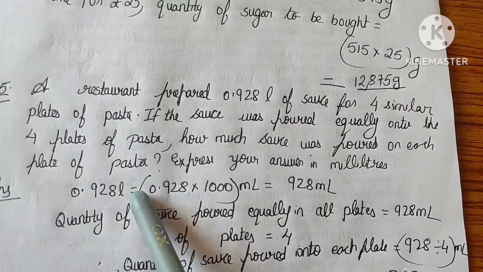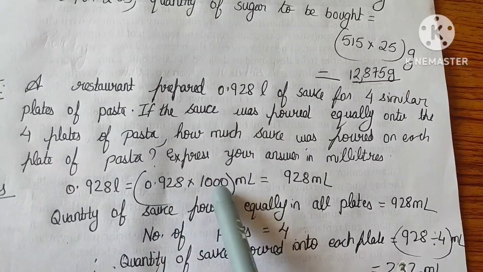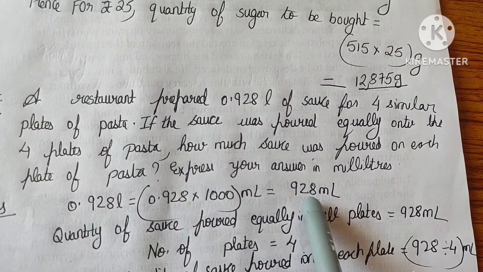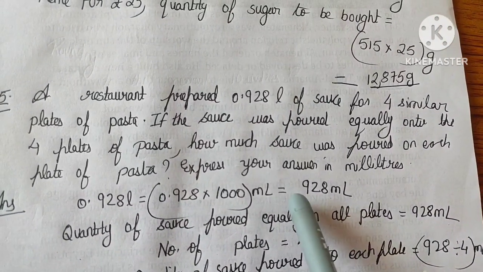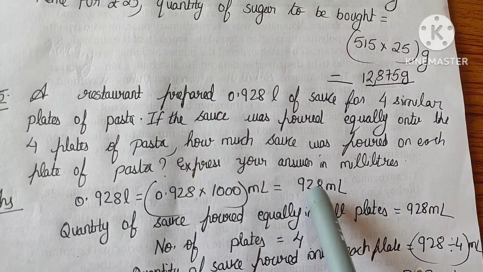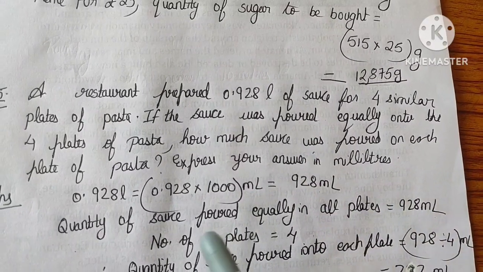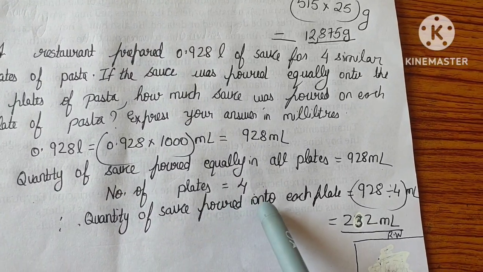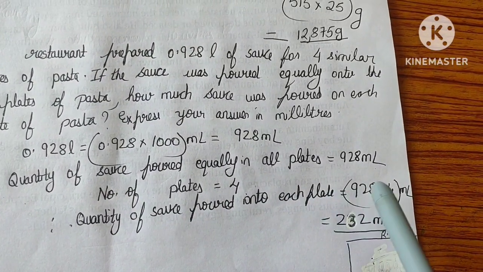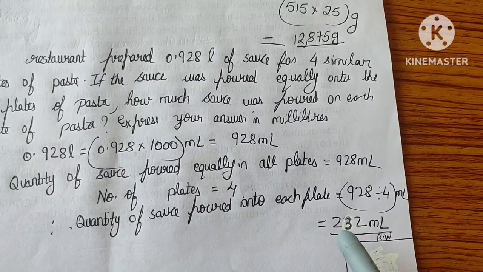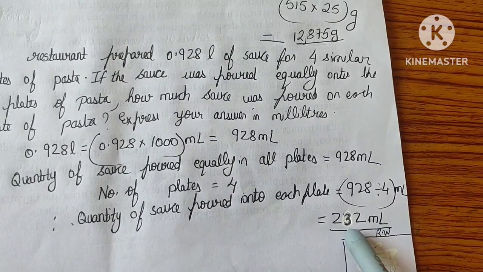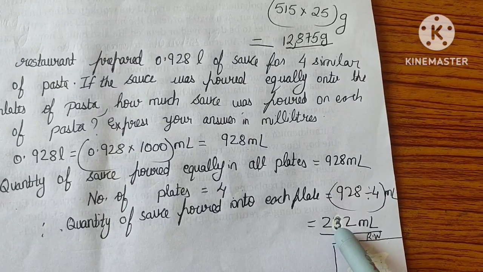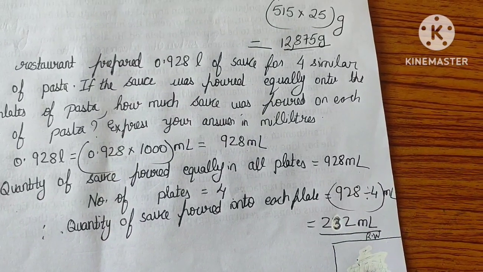Now in order to convert liters into milliliters, what do we do? We multiply it by 1000. And what would we be getting? We would be getting 928 milliliters. Okay, and since the sauce was poured equally, number of plates is equal to 4. Therefore, quantity of sauce poured onto each plate is equal to 928 divided by 4. You can do it mentally also, and you can solve in the rough column also. It comes out to be 232 milliliters.